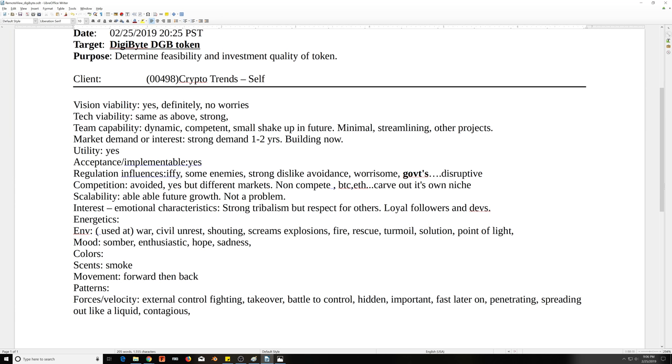Okay. That's about it. Interesting energy. There's notes. Might have to do another reading on this one. This one has geopolitical implications about it. Quite interesting.